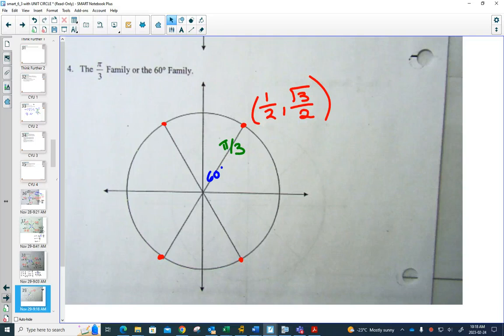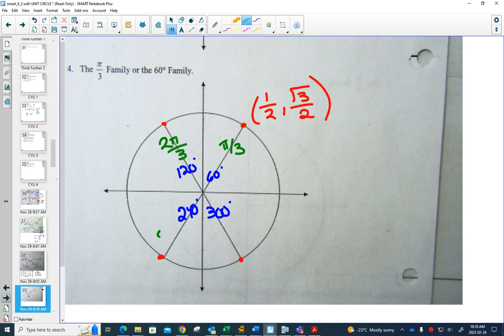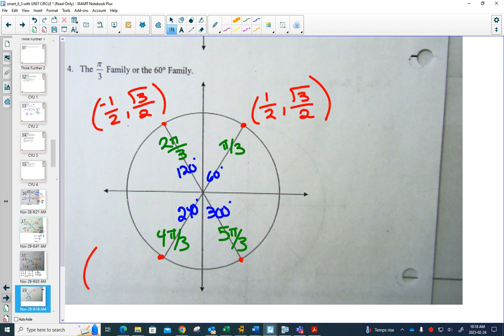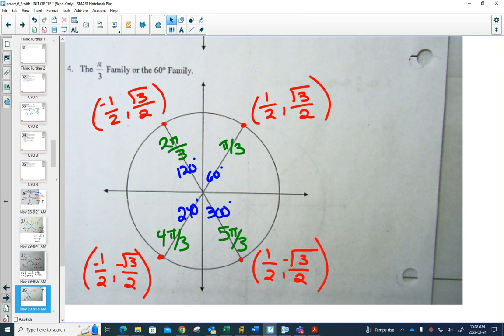Let's see how you did. Degrees, did you get 120 degrees, 240 degrees, and 300 degrees? Radians, 2 pi over 3, 4 pi over 3, and 5 pi over 3. And coordinates. Coordinates stay the same, just the negatives change.